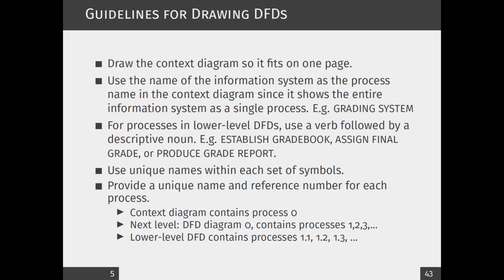Remember to use unique names with each of the symbols we have, and you also have to have reference numbers. Some of you forgot to put reference numbers. What we discussed last time was that we start with 0 for the context diagram. Then at the next level, we use 1, 2, 3, and at the level after that, it goes as 1.1, 1.2, 1.3. So this time, make sure that you follow these guidelines when you are developing data flow diagrams.